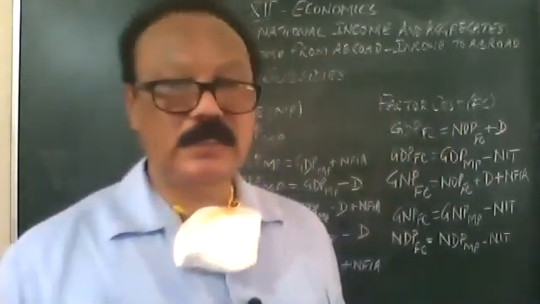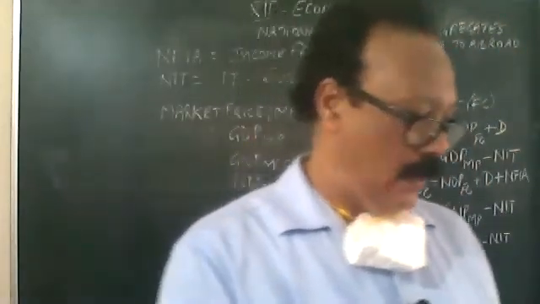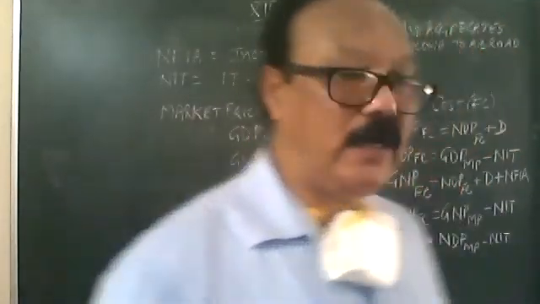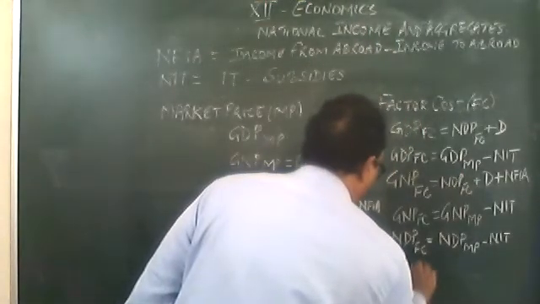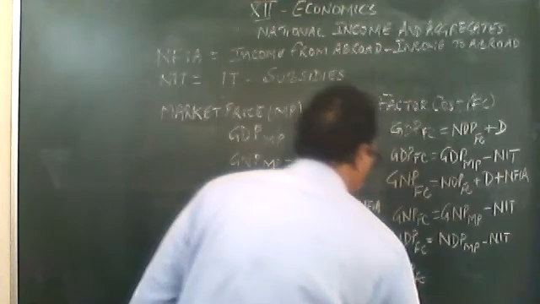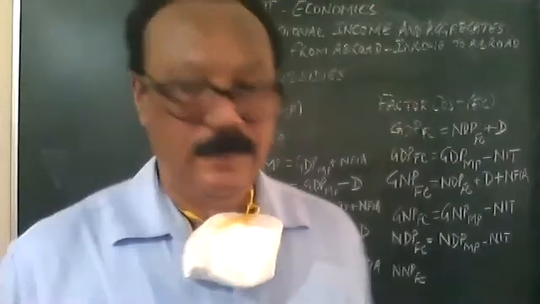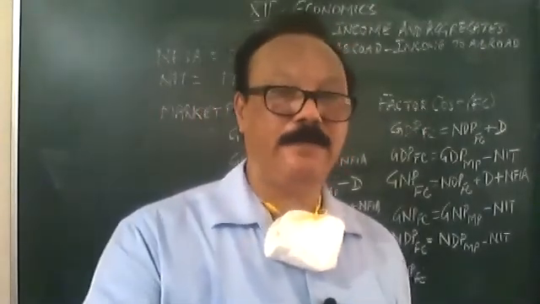And the last is NNP at factor cost. NNP factor cost. Definition: it is also known as national income.